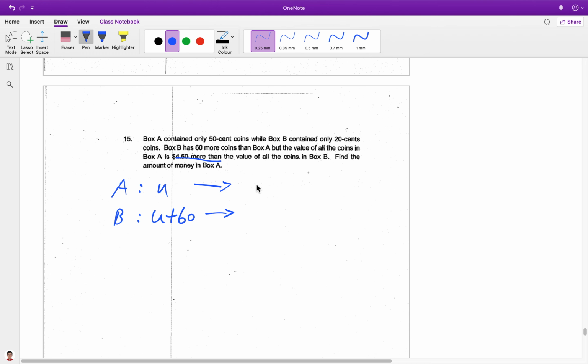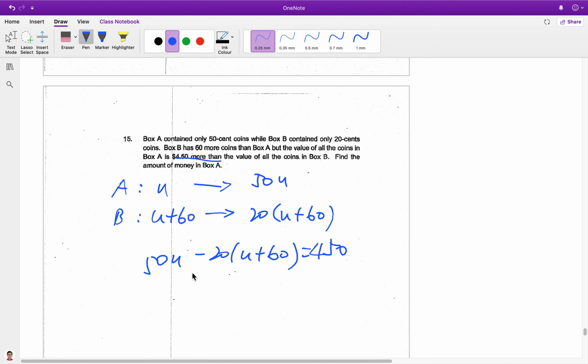So 50 cents gives 50 U. This one is 20 cents times U plus 60. Then we need to make an equation. What is the equation? The total value in box A is 4.5 dollars more than box B. So box A value minus box B value equal to 450. Well, this one is in dollars, so we need to convert to cents. So this one we simplify it.